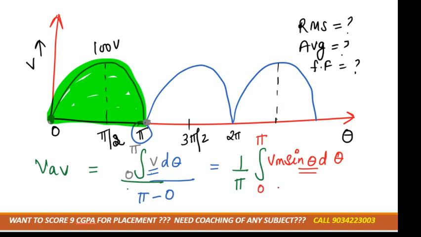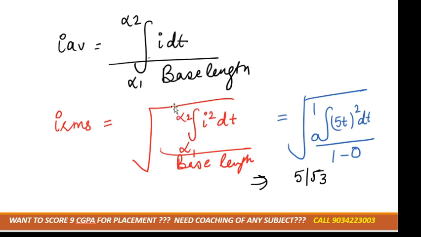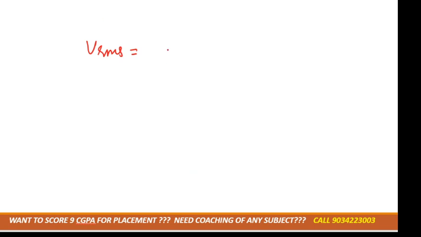If we solve it further, we'll get V average equal to 2 Vm by pi after solving all the integration. Then we'll get the value of 63.66 volt. Okay, clear? Next, we need to calculate the VRMS value. As you know the formula for VRMS, what is the formula? Again, root of the integral with limits alpha 1 to alpha 2. Instead of current, we'll take V square d theta divided by the base length.